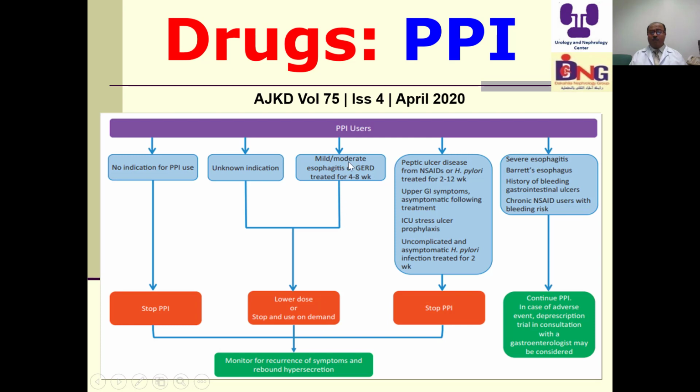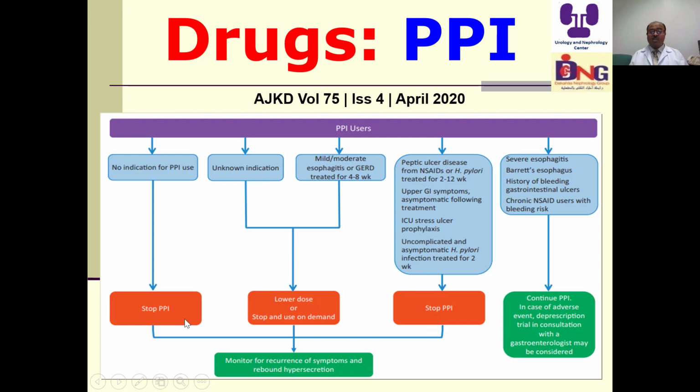For PPI in mild and moderate esophagitis or GER, gastroesophageal reflux disease, treat for just 4 to 8 weeks, and then lower or stop the drugs according to the patient's symptoms. Peptic ulcer disease from non-steroidal drugs or Helicobacter pylori, treat for 2 to 12 weeks, not forever. For asymptomatic ICU stress ulcer prophylaxis and complications, give just 2 weeks, a short duration, and then stop. Severe esophagitis, Barrett's esophagus, history of bleeding, chronic NSAID users with bleeding risk: continue PPI. In case of adverse event, a deprescription trial in consultation with a gastroenterologist may be considered.